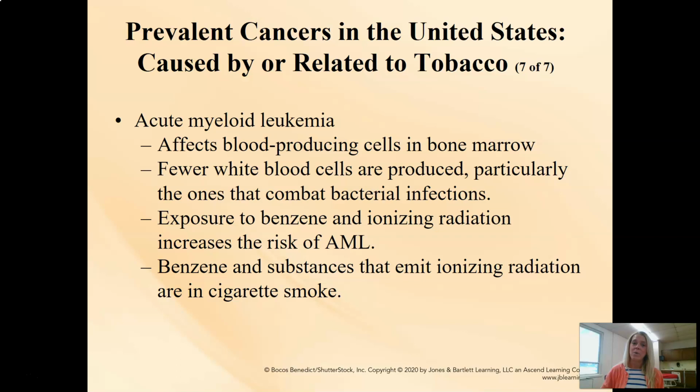Acute myeloid leukemia affects the blood-producing cells in the bone marrow. So again, this is a leukemia. This is a cancer of the blood. Fewer white blood cells are produced, and white blood cells are infection-fighting cells. Exposure to benzene and ionizing radiation increase the risk of this leukemia, and benzene and substances that emit ionizing radiation are in cigarette smoke. So smokers are more likely to develop this type of leukemia as well.